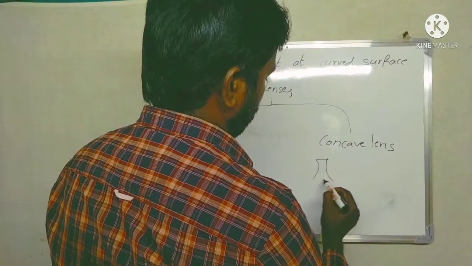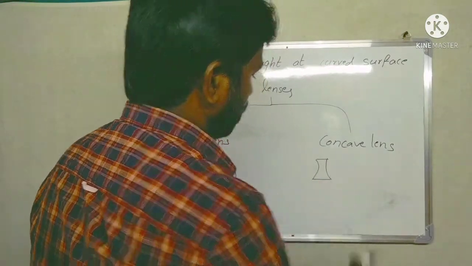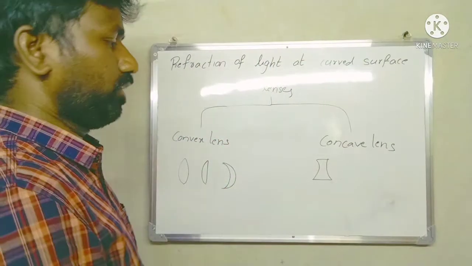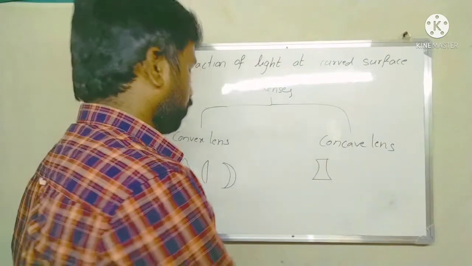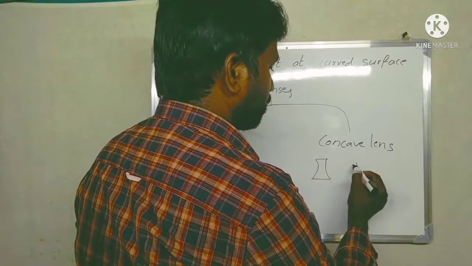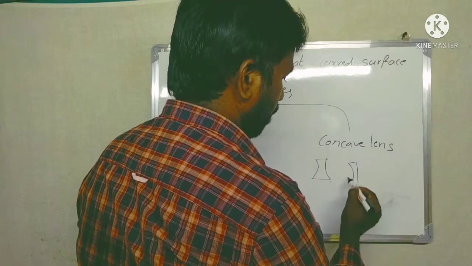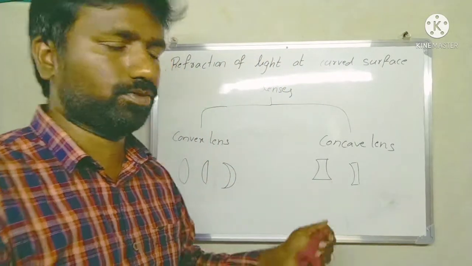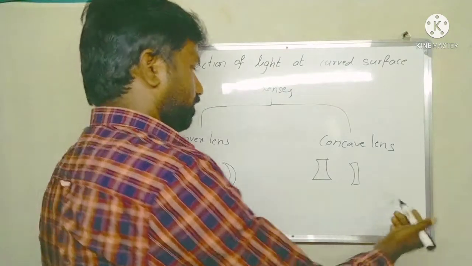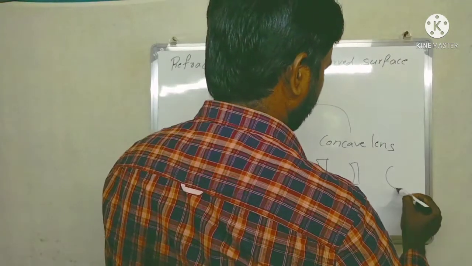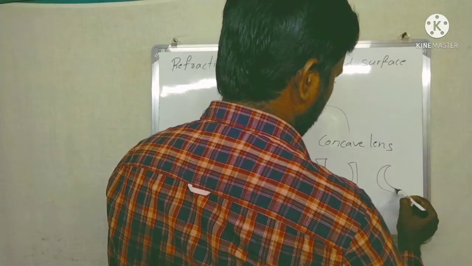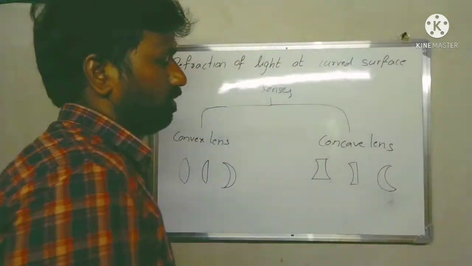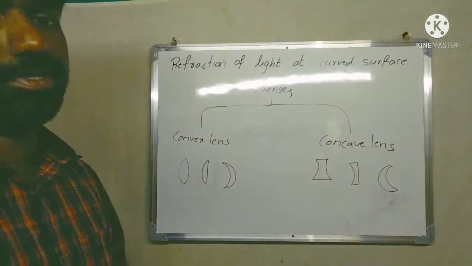The biconcave lens, or equiconcave lens, we can also consider. And here one more, the plano-concave lens. Plano-concave lens means one side is plane, the other side is a concave surface. And after that, the convexo-concave lens. So totally these many types of lenses are there.